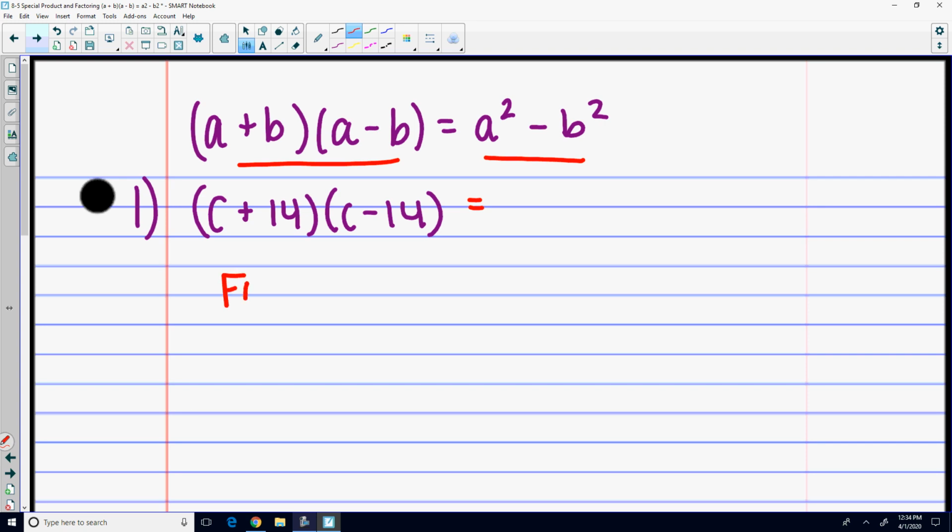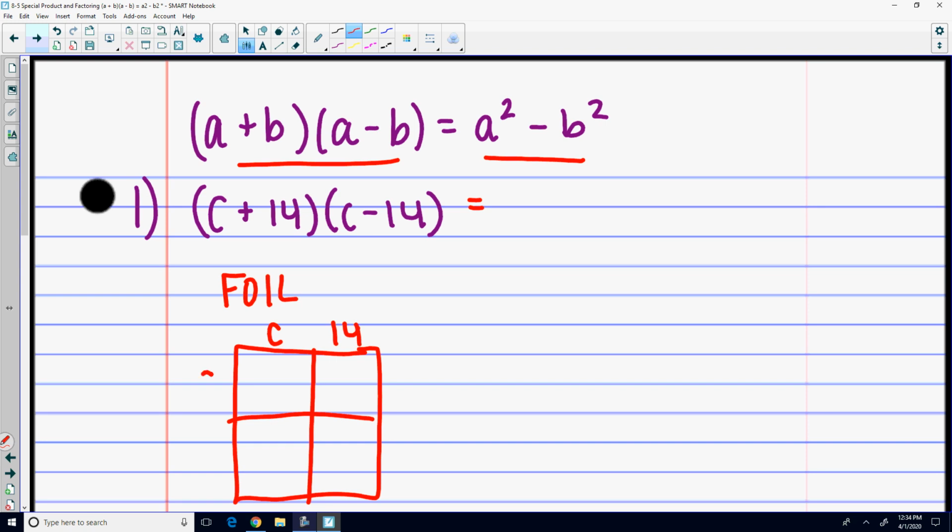So first, my proof is that you can FOIL it. Now, to be honest, you could FOIL all of these if that is your preferred method, but there is a shorter trick. So my first binomial is c and 14, and my second binomial is c and negative 14. So let's go ahead and multiply this. So I'd have c squared, 14c, negative 14c, and 14 squared is, I gotta grab a calculator. 14 squared is 196.